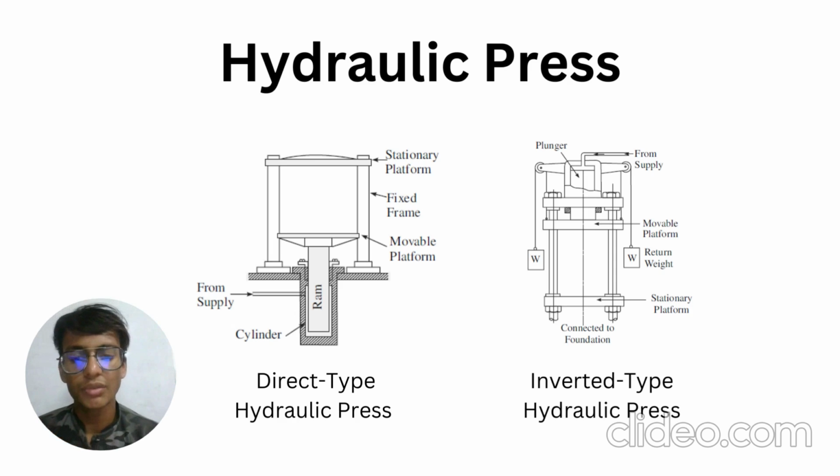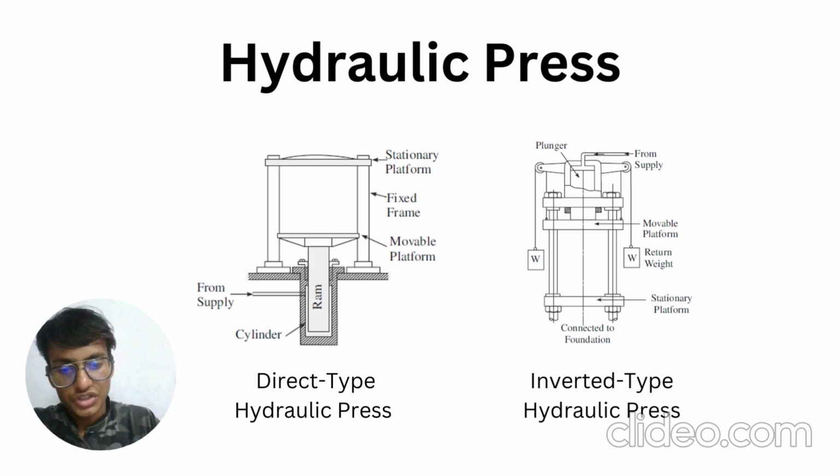If the stationary platform in the press is omitted, the device acts like a simple hydraulic jack or simple hydraulic lift. The other diagram shown here is of an inverted type hydraulic press. In this, the plunger, under hydraulic pressure created by a pump, acts vertically downwards in the pressing action, and the reaction force is directly transmitted to the foundation. After the pressing job is over, the return weights assist in quick return of the movable plate to the initial position.